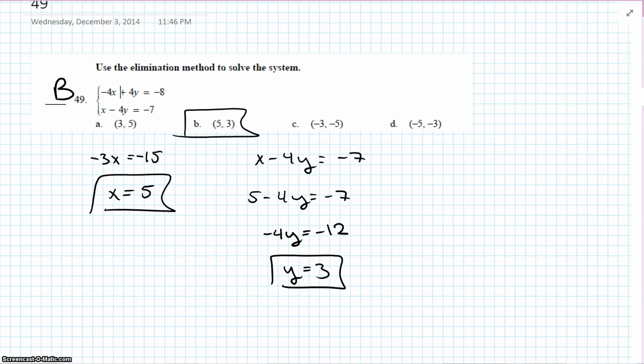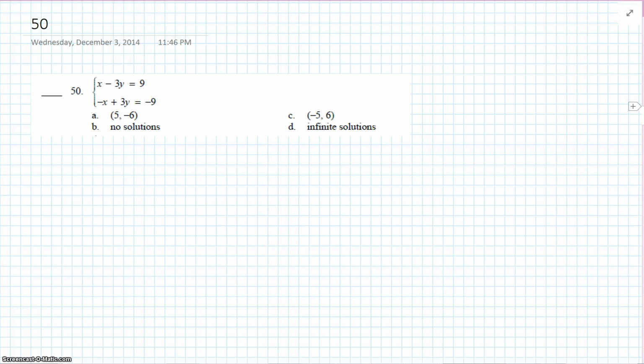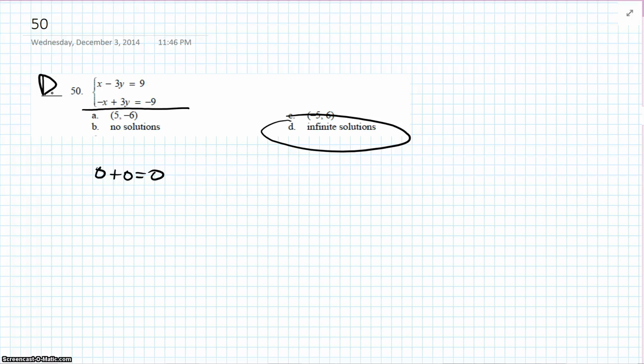50. All right. Again, we can add these together as is. So it's going to be 0 plus 0 equals 0. So we have D, infinitely many solutions. That one's pretty simple.